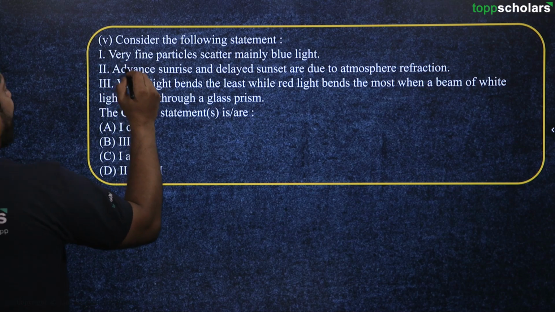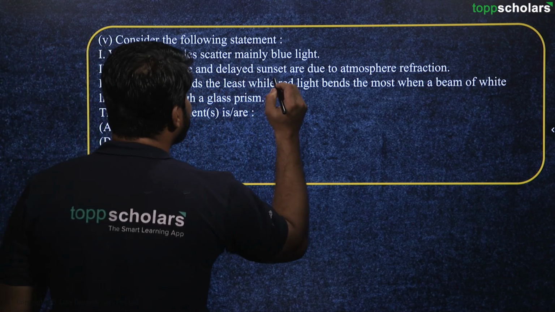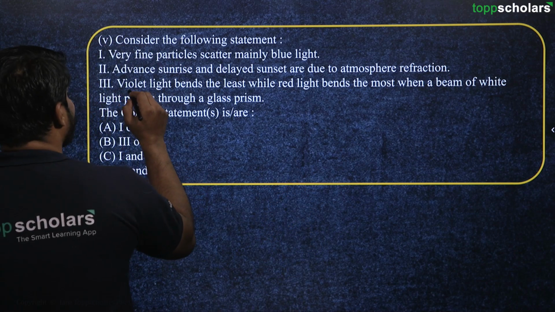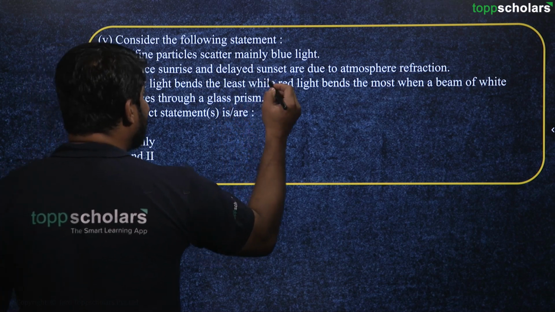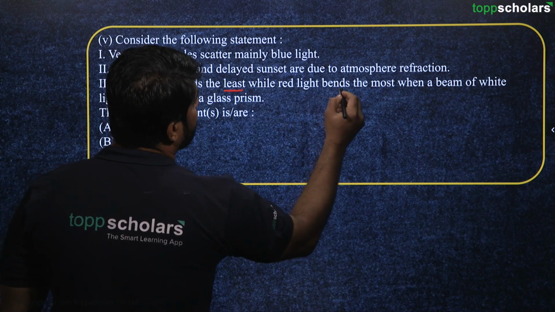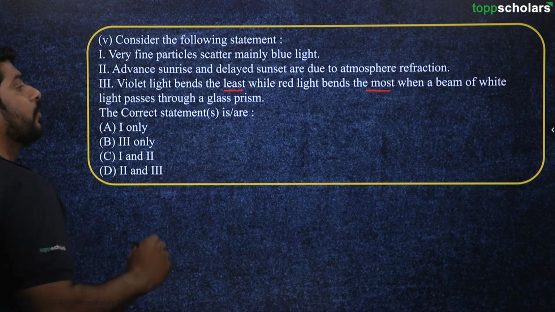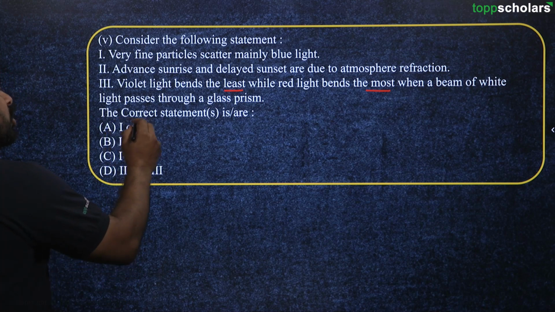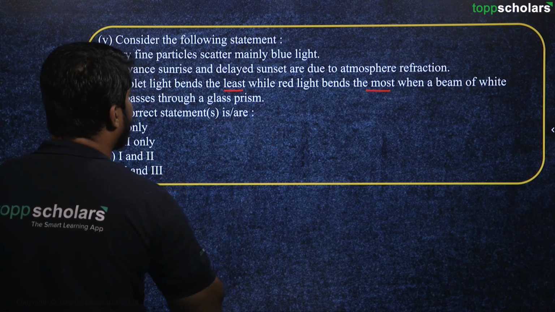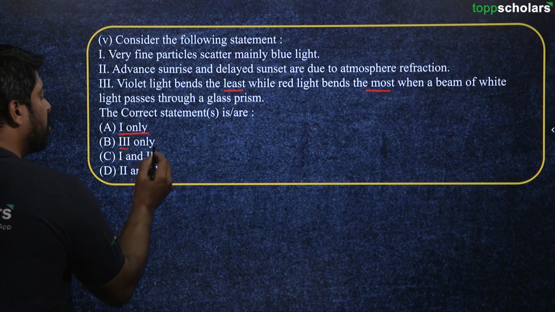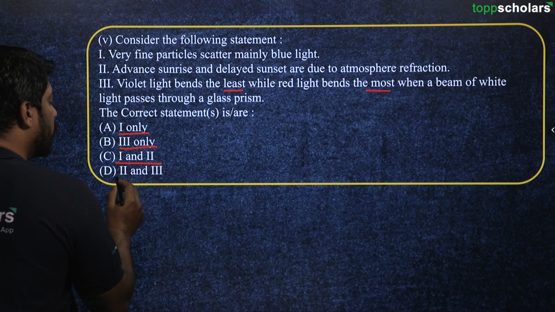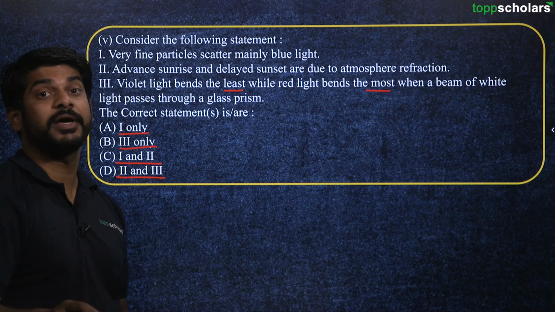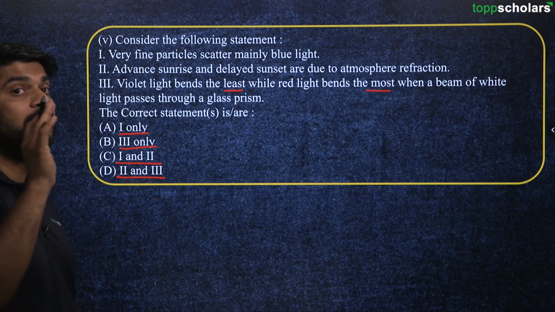Second statement is, advanced sunrise and delayed sunset are due to atmospheric refraction. Next is, violet light bends the least while red light bends the most when a beam of white light passes through a glass prism. The correct statements is or are 1 only, 3 only, 1 and 2, 2 and 3. So out of these 3 statements that are given, we have to identify which of these are correct.